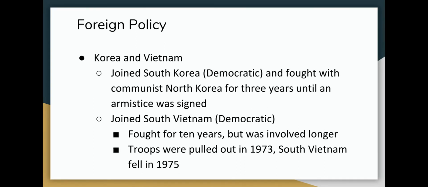During this time, you had Korea and Vietnam. We joined South Korea, which was democratic, and fought with communist North Korea for 3 years until an armistice was signed. We joined South Vietnam, which was also democratic. Technically, we only fought for 10 years, but we were really involved for much longer, dating back to, I believe, the late 1950s, early 1960s. Troops were pulled out in 73, and South Vietnam fell in 1975.